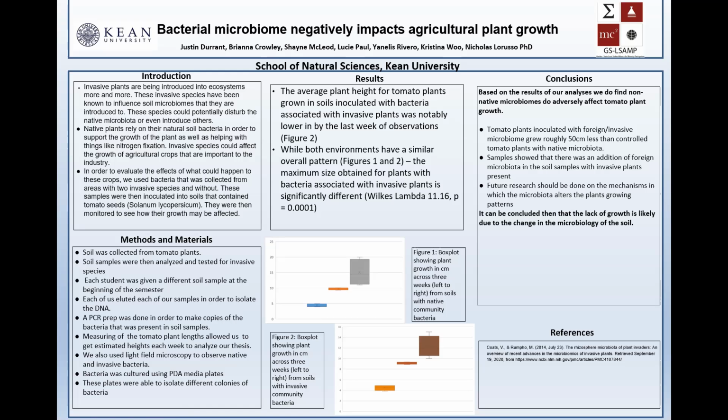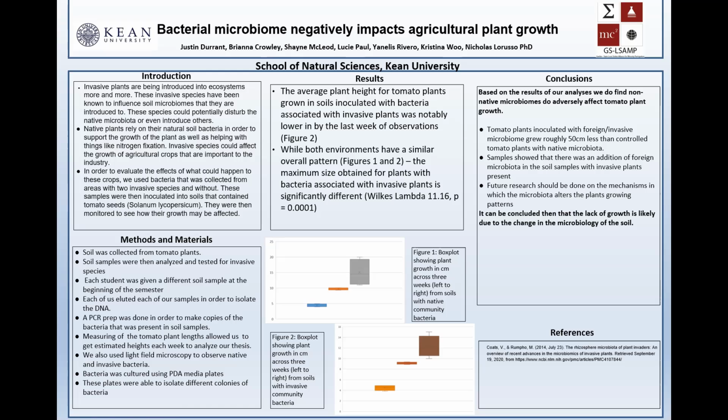Samples showed that there was an addition of foreign microbiota in the soil samples with the invasive plants present. And we really found that out through our PCR prep. Future research, we believe, should be done on the mechanisms in how these microbiota really affect the growth. We know it does change the overall microbiota, like it added microbes to the total ecosystem, but we don't know exactly why and how that affected the growth. So it's definitely something we couldn't finish in one semester, but definitely something worth looking into.